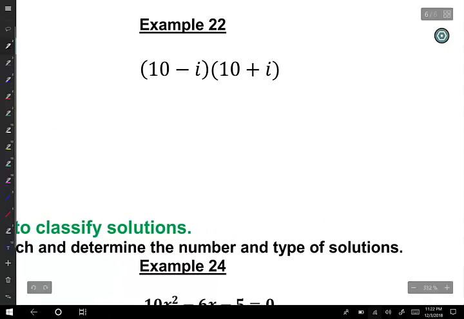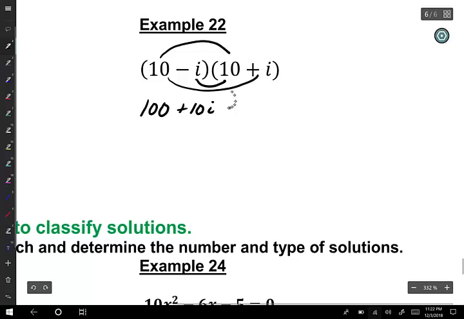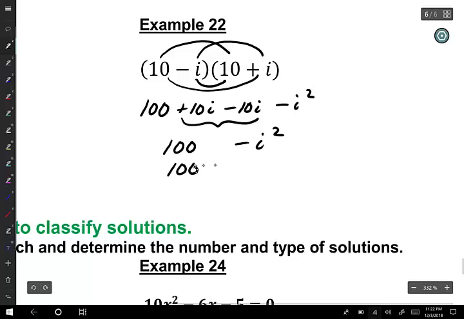Our last one with our imaginary numbers is FOILing. These are conjugates. Conjugates are numbers like a plus b and a minus b. So 10 times 10 is 100. Outside, we have positive 10i. Inside, negative 10i. And then we have minus i squared. What's unique about the conjugates is they cancel out, leaving us with 100 minus i squared. But remember that i squared is really -1. And so we have 100 plus 1, or 101 as our final answer.